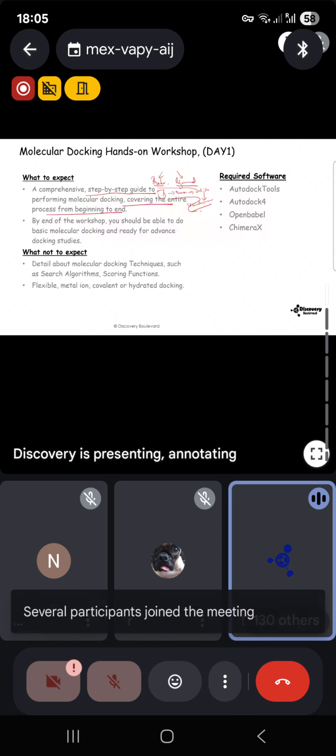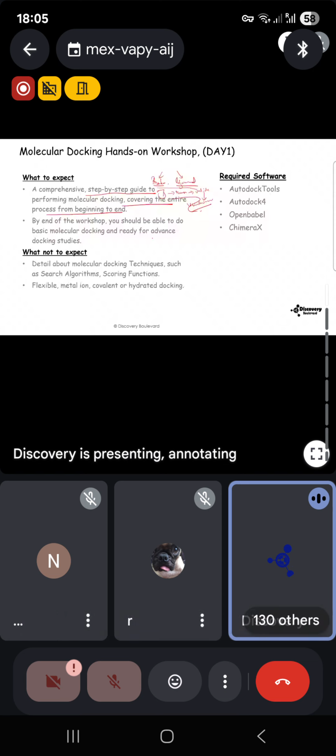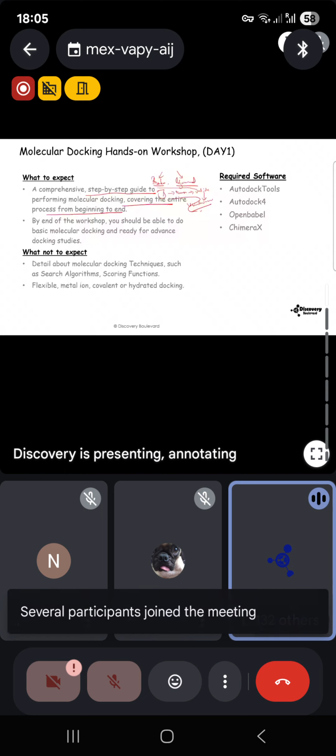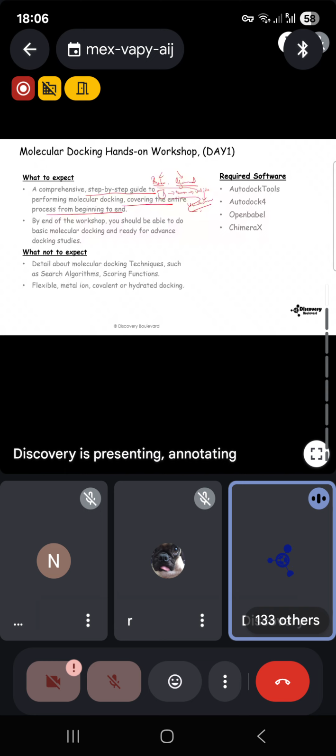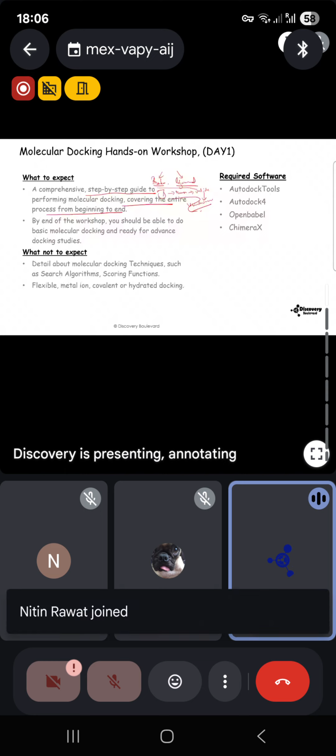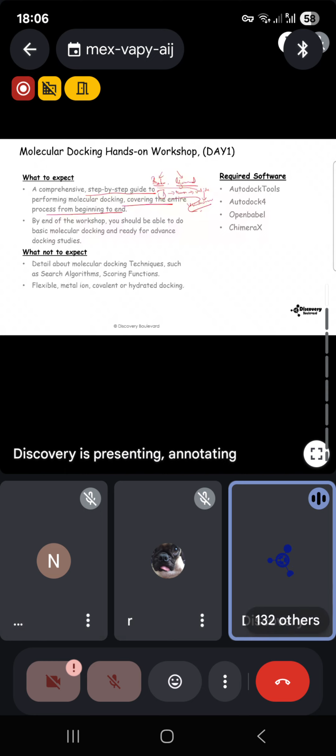If you are not able to understand the theory or the practical part, this is just to show you the overview of how molecular docking works and also how you can execute the molecular docking steps. We'll be just learning the basics. We are not going to go into the advanced molecular docking workflow.